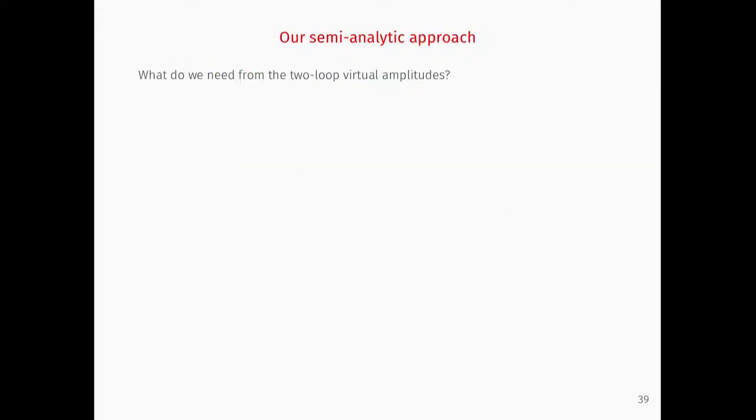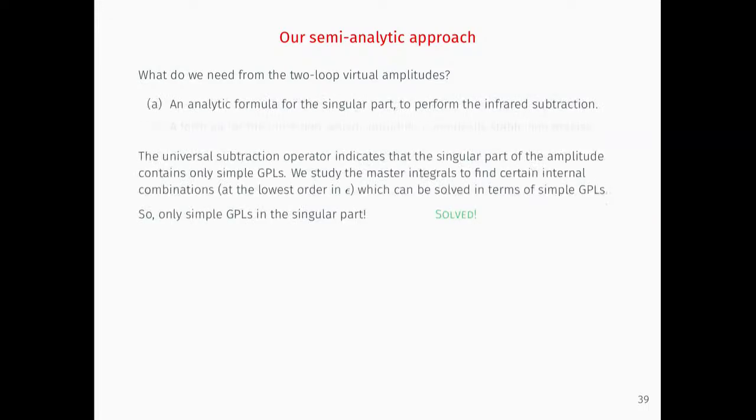So to find it, let's ask ourselves: what do we need from the two-loop amplitude? What are we looking for? First, we are looking for an analytic formula for the singular part, because we have some large terms, and we really love to see a cancellation, to see a zero out of this. So the singular part we want completely analytic, and that we can get.